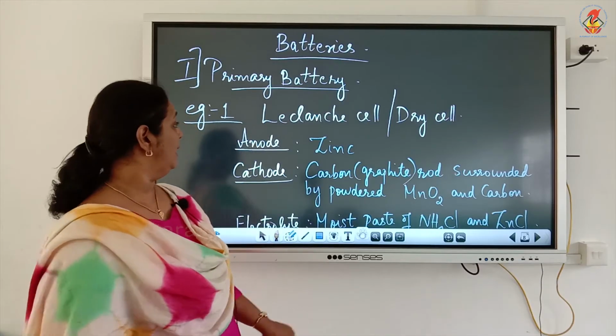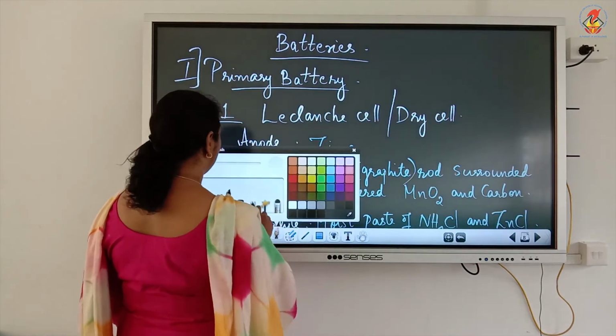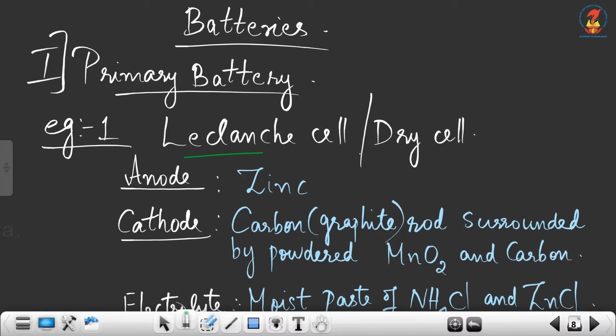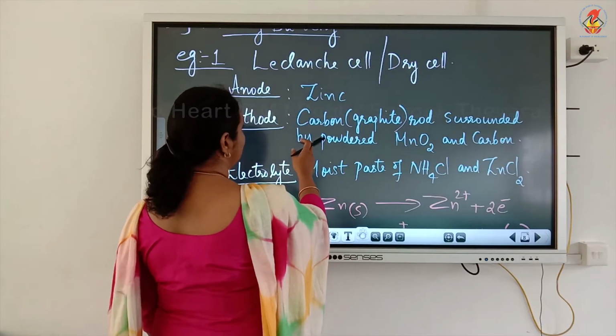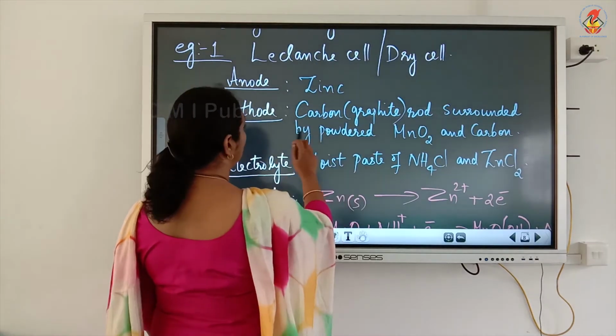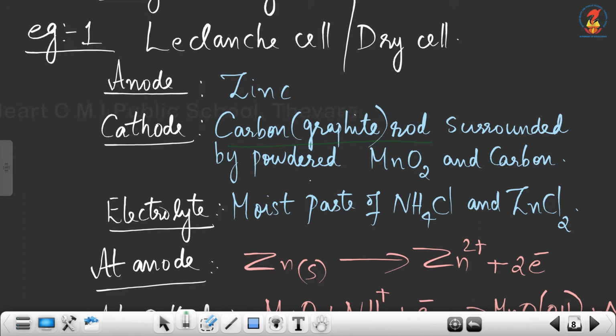The first example is the Leclanché cell or dry cell. When we study the examples for batteries, you have to study what is taken as anode, cathode, electrolyte, the reaction at anode, reaction at cathode, and overall reactions. In the Leclanché cell or dry cell, the anode is zinc and the cathode is a carbon rod surrounded by powdered MnO2 and carbon. The electrolyte is a moist paste of ammonium chloride and zinc chloride.